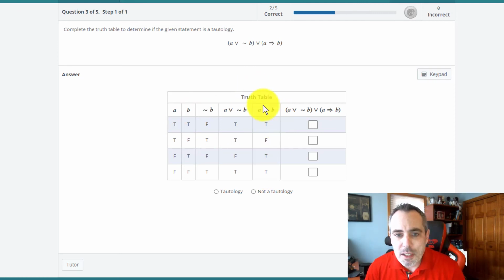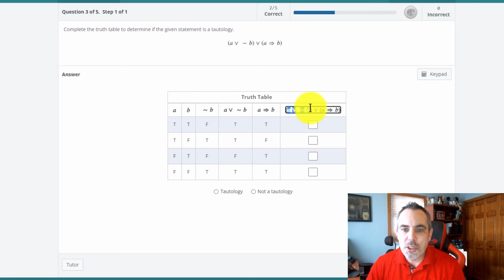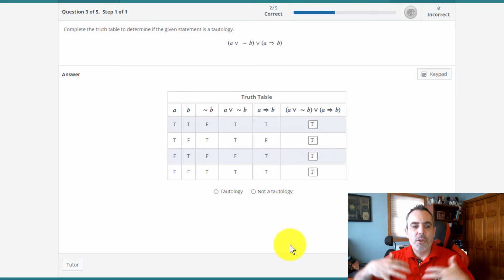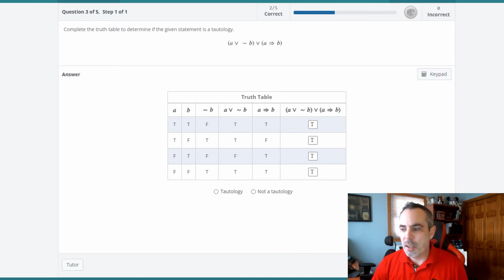But once all of these things are done, the parentheses are showing you the two columns to look at. We want to look at the column with A or not B. That's right here. Or the column with A implies B, which is right there. So I just need to compare these two columns, and the or statement is all I really care about. If either one of these is true, the whole thing is true. One of them is true in the first one. One of them is true in the second one. One of them is true in the third one. One of them is true in the fourth one, right? So I go through and have all of these ideas about whether or not this is a true statement.